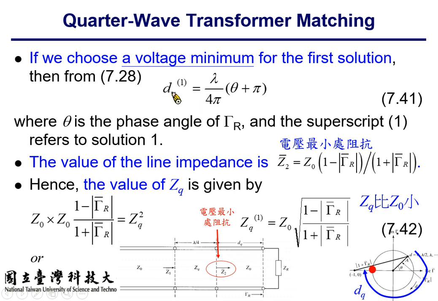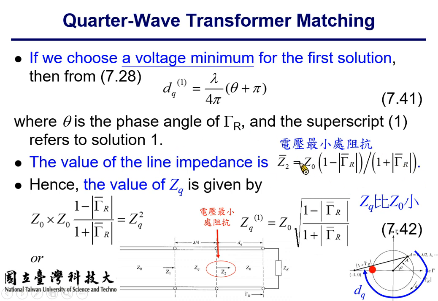So the DQ value can be found using this equation. It equals lambda over 4 pi times (theta plus pi), theta plus 180 degrees. This equation corresponds to this solution. That's the reason why, in the small parentheses, you have theta plus pi. This is the phase change you need to accumulate along the transmission line. Theta is the phase of your reflection coefficient, and the pi results from the fact that you want to reach the voltage minimum position.